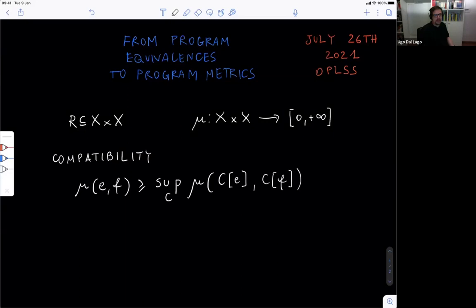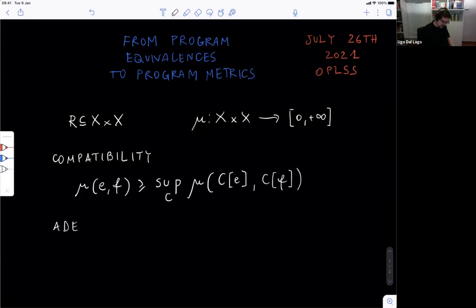And this really is the natural way to generalize the notion of a compatible relation to a more quantitative setting, because first of all, you take into account all contexts, and you put yourself in the worst case, namely, you consider the contexts as separators of terms, like in the relational case, and consider the context which is able to separate the two programs E and F the most. And that's what you want to take into account when you compute the distance between E and F. You don't want to be too optimistic. And implicitly, you are taking into account all the contexts. But how about adequacy?